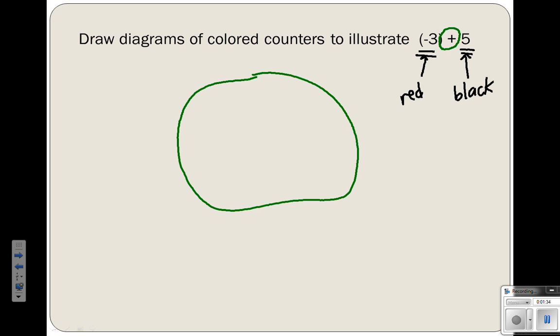So when you're creating these colored counters, I'm going to put in 3 red colored counters. You can either use red and black, or you can draw black circles and put an R in for red and a B in for black if you just want to use your pencil. Okay, so I need 3 red and I need 5 black. So 1, 2, 3, 4, 5.